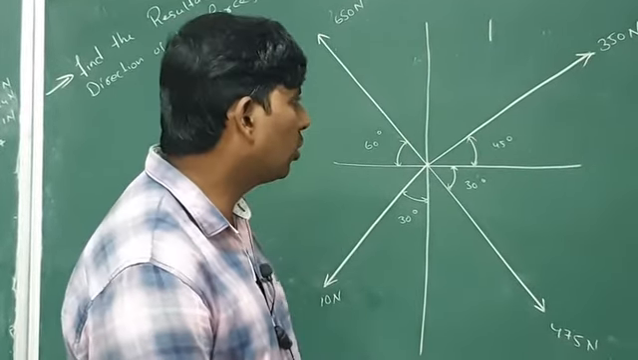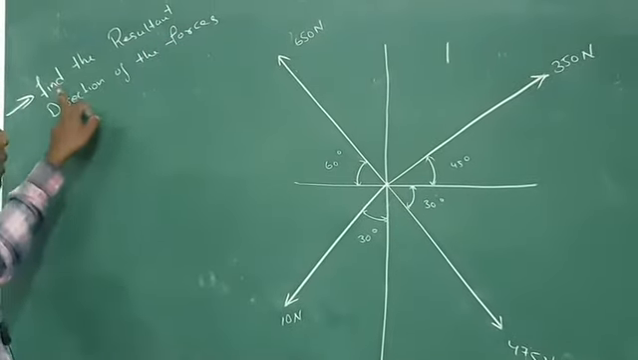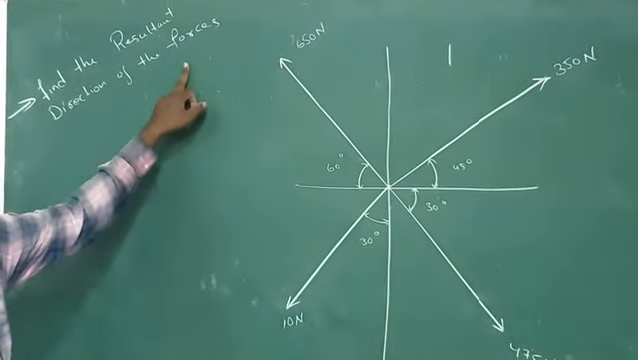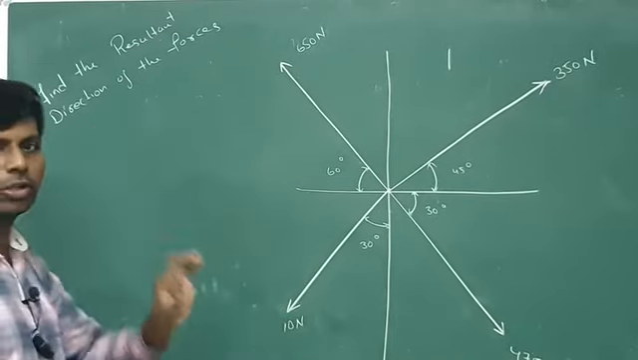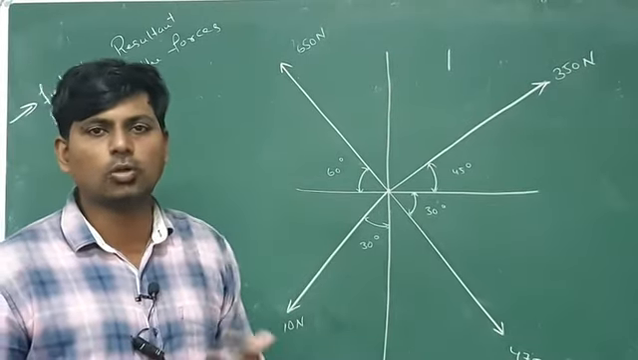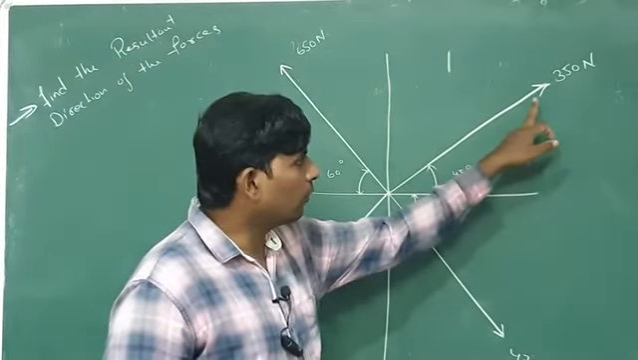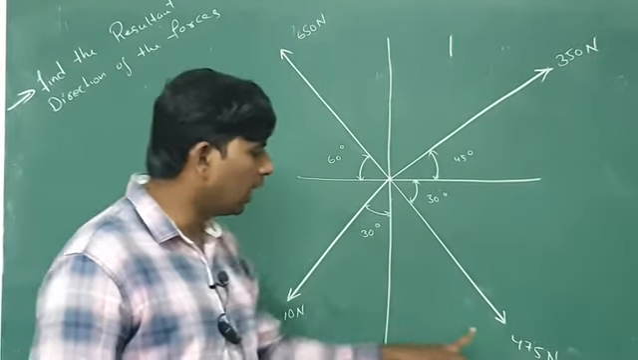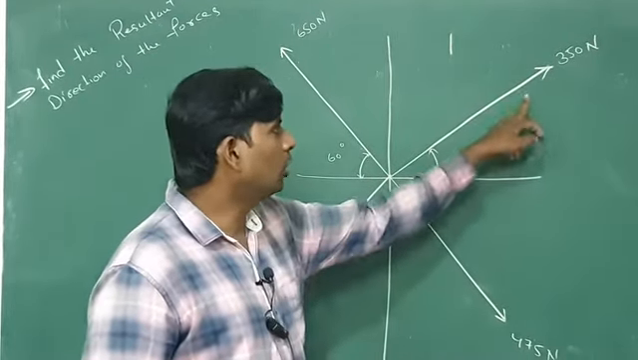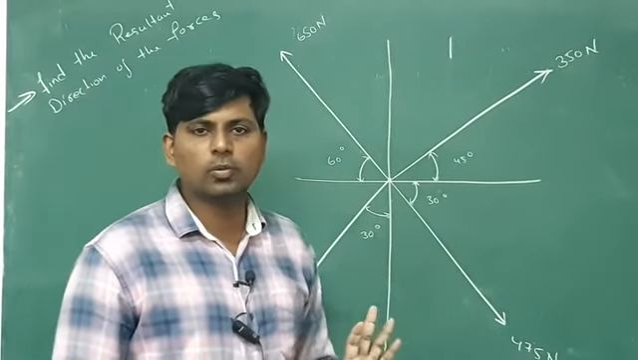First try to find out how many forces are given in your diagram. The question will be given somewhat like this: find the resultant and direction of the forces. So first try to count how many forces are given in your figure. Here the first force is given, the second force, the third force, and the fourth force. Force number 1, force number 2, force number 3, and force number 4. How many forces are given here?